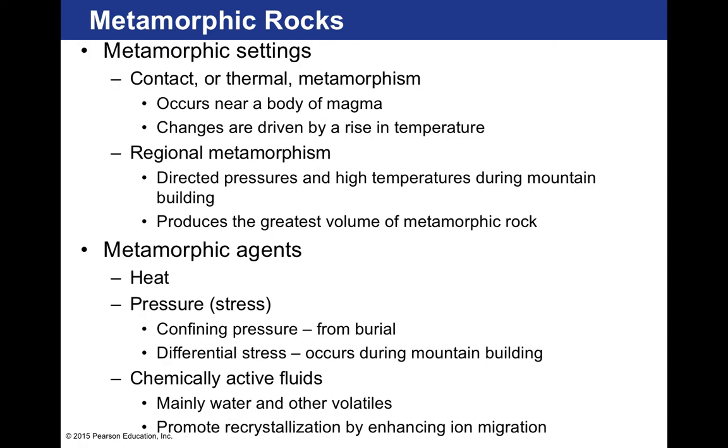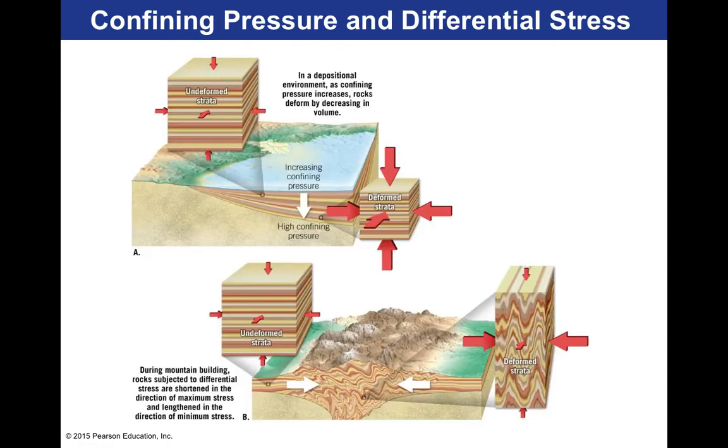Also, you could have chemically active fluids, and it's usually mostly water, but there are some other volatile liquids in the Earth's crust and mantle that could cause these changes. What the fluids do is promote recrystallization by enhancing the ion migration. So it's just moving around parts of the rock, where the pieces of it are forming ions, like we talked about in chapter 2, and then these things are attracted by charged things in the earth, and are able to move around in this liquid and then recrystallize.